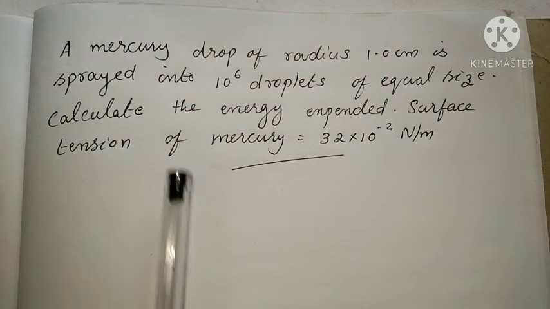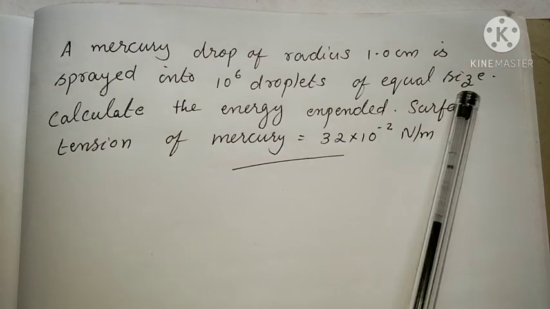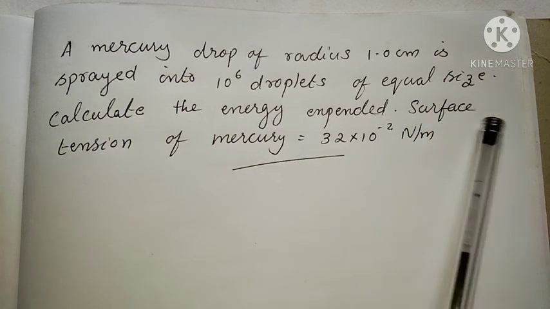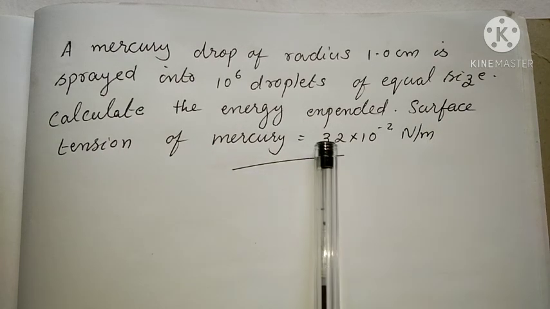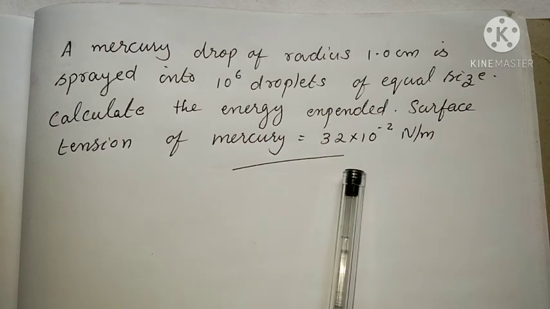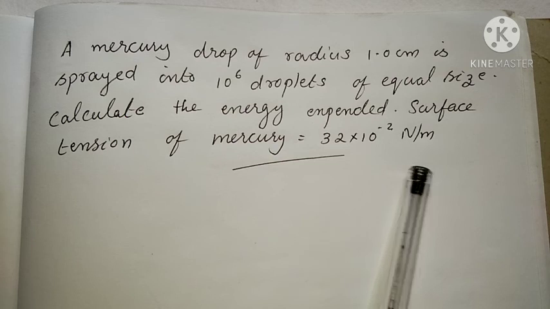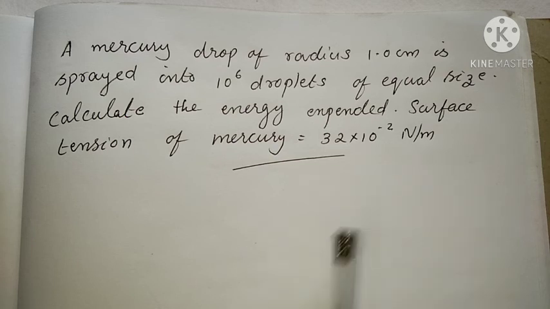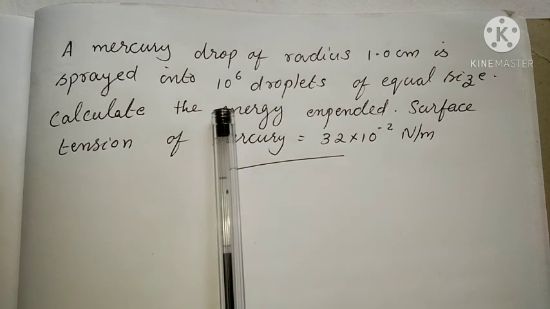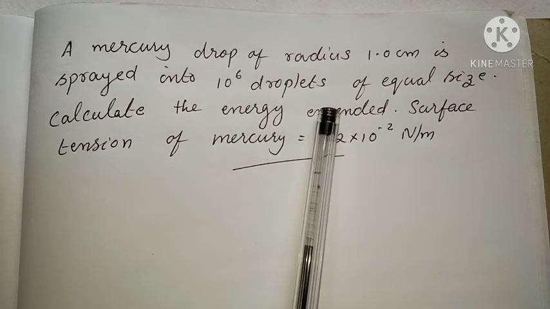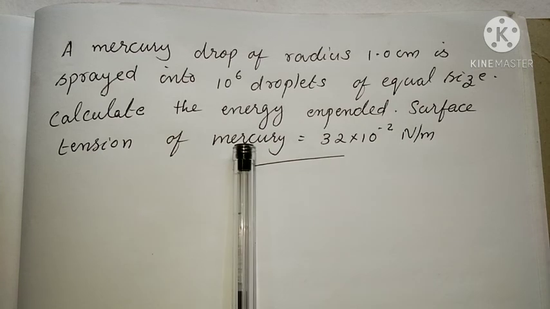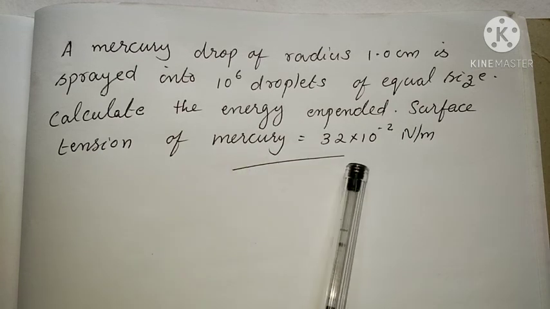Next one, numerical. A mercury drop of radius 1 cm is sprayed into 10 raised to 6 droplets of equal size. Calculate the energy expended. Surface tension of mercury equal to 32 into 10 raised to minus 2 Newton per meter. So here a drop of mercury is sprayed into 10 raised to 6 droplets of equal size. So you want to calculate how much energy is expended.